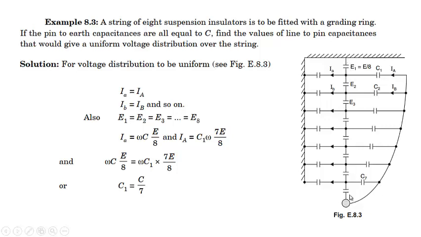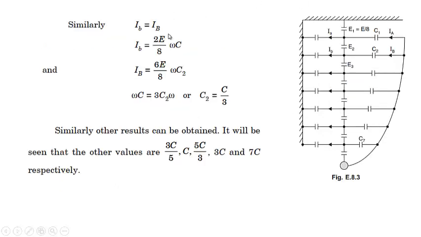That means E minus E by 8, that will be 7E by 8. So when we compare these two equations, C1 will be equal to C by 7. By doing the same calculation, IB is equal to capital IB, where IB is equal to twice E by 8, small IB, because here we have twice E by 8 voltage across this, and the voltage across this will be equal to 6E by 8. So when we compare these two, you will get C2 is equal to C by 3.